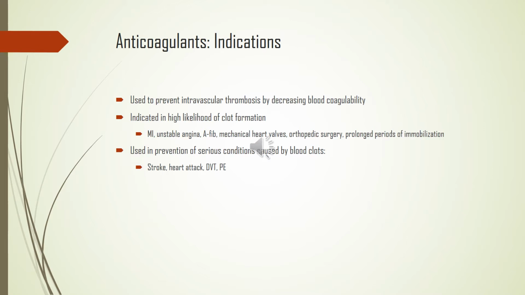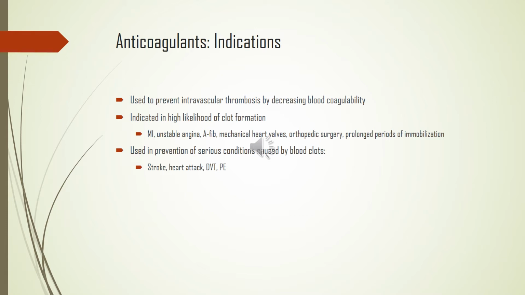Okay, anticoagulant indicators. Used to prevent intravascular thrombosis or blood clots by decreasing blood coagulability. It keeps the blood thin. Indicated in high likelihood of clot formation, and you're usually going to see Coumadin given for people that have had an MI, they have unstable angina.